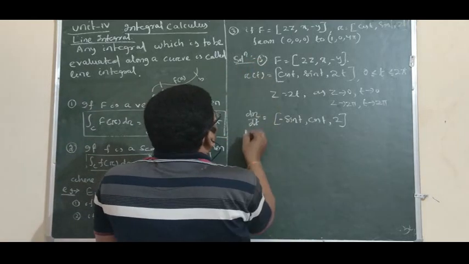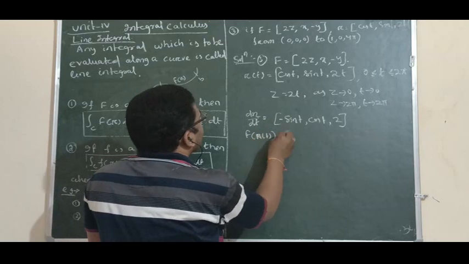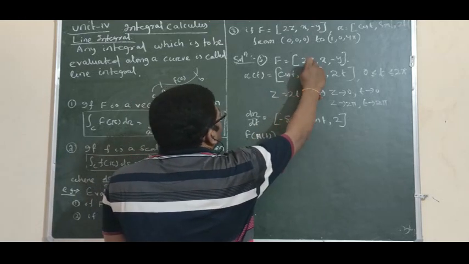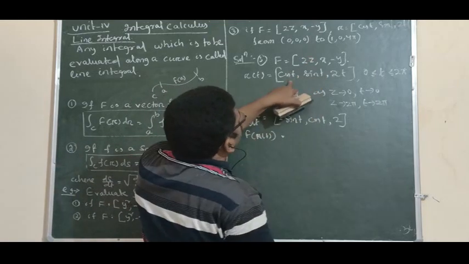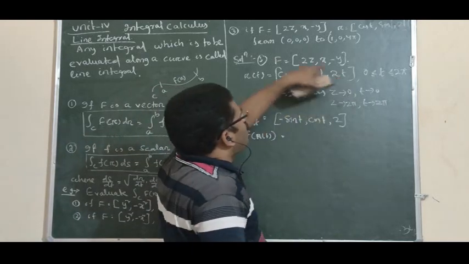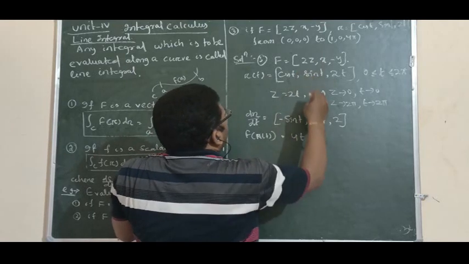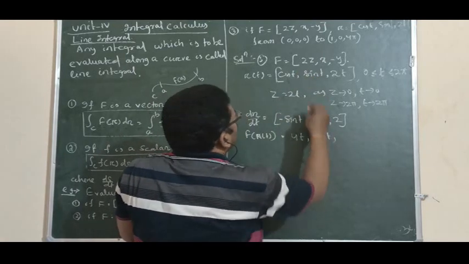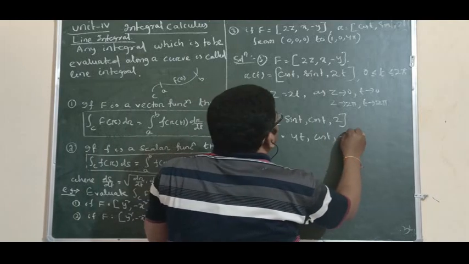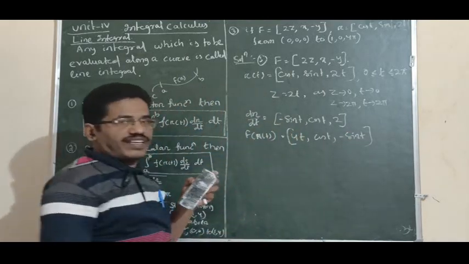Now what is your f of r of t? Your f of r of t is equal to, that means in place of x we will put cos t, in place of y we will put sin t, in place of z we will put 2t. That is 4t comma x equal to cos t comma y equal to minus sin t. That is your f of r of t.